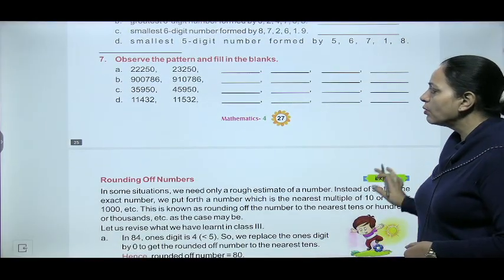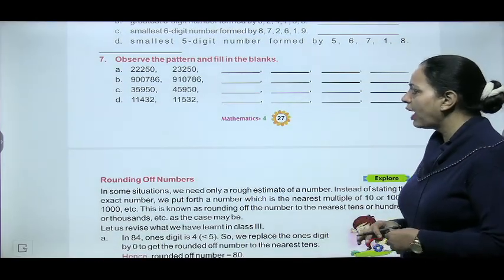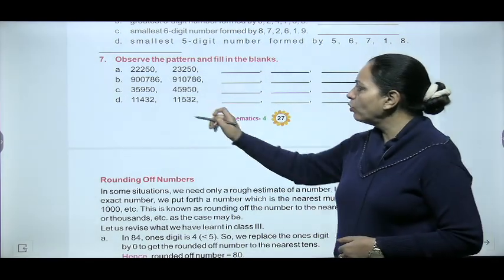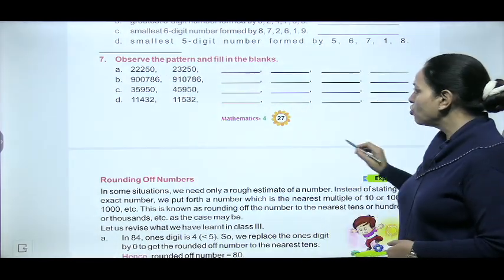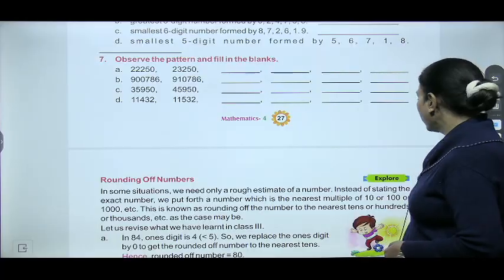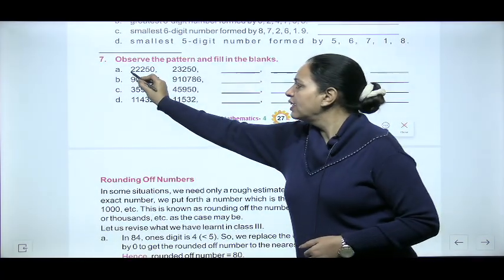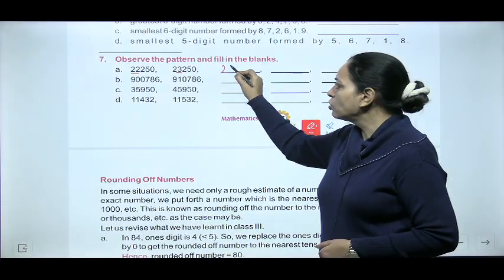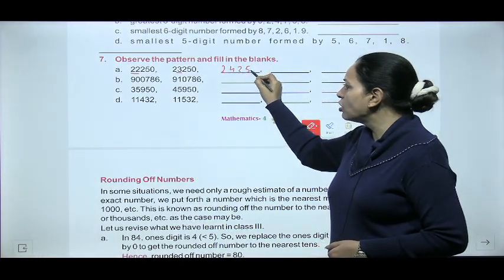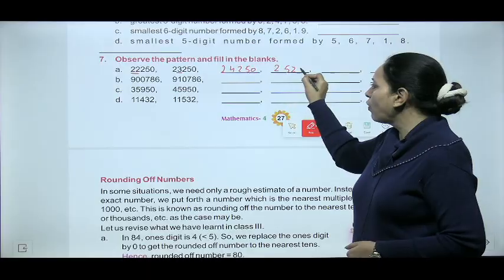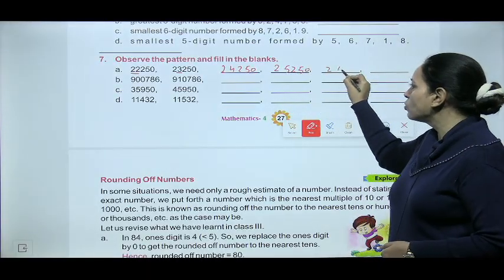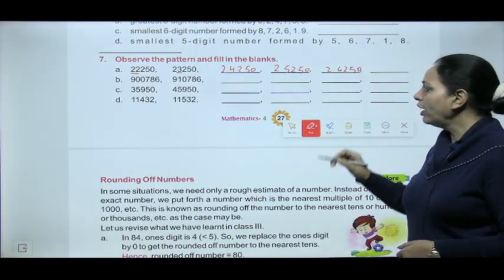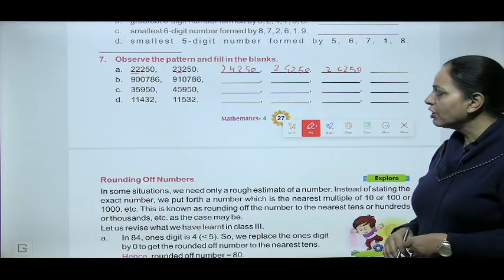Now the seventh, observe the pattern and fill in the blanks. Like A part, here you can see which digit is changing. Here all the digits are the same except this 1000 digit. This is 2, now this is 3. So here 24250, 25250. We are changing the 1000 digit. Okay. So I hope this is clear to you.